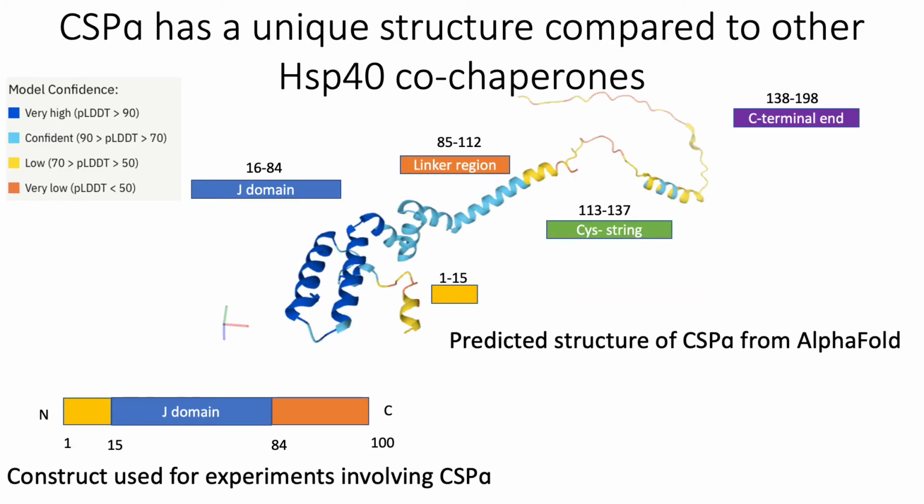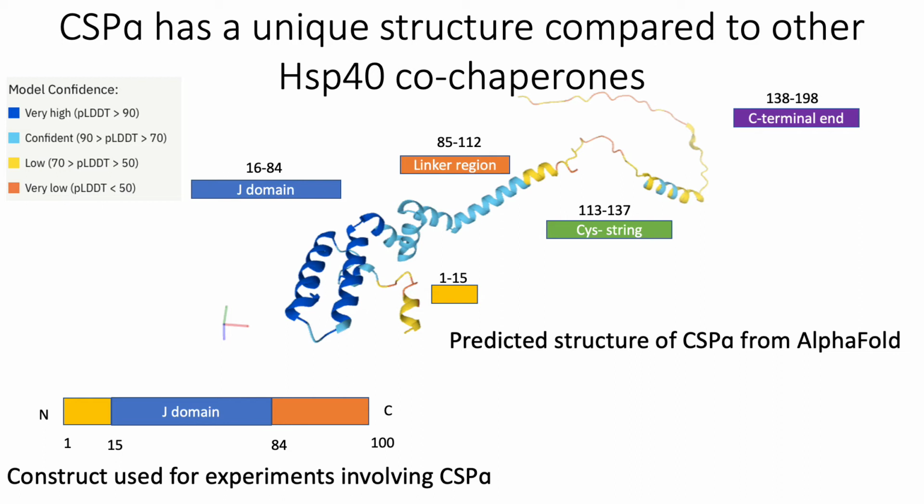Here we're looking at the predicted structure of CSP alpha. CSP alpha is a co-chaperone, and these co-chaperones have a lot of different names. HSP40 is one of them because of their molecular weight, and another name is J protein because the conserved structure that they all have in common is their J domain, which interacts with the chaperone HSC70 and stimulates HSC70's ATPase activity, which is an important part of how HSC70 interacts with its substrate.